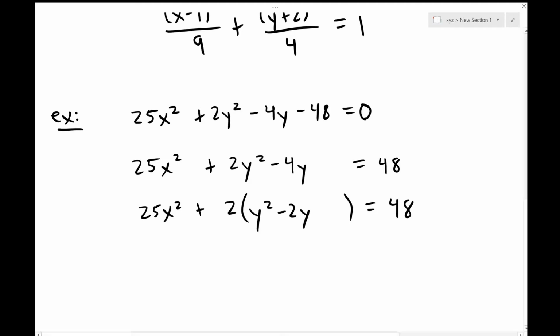And so hopefully it's not too difficult to tell that we would need to add 1 inside the parentheses here. But again, this 2 we need to imagine as being distributed to all these terms. So we've really added 2 to the equation. So I need to add 2 to the other side as well. So now I can rewrite this expression as 25x squared plus 2 times (y minus 1) quantity squared. And on the other side we have 50.